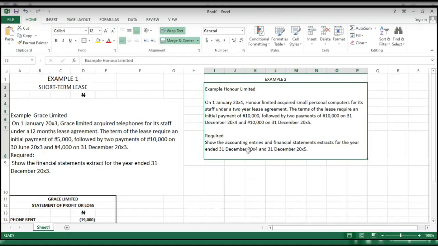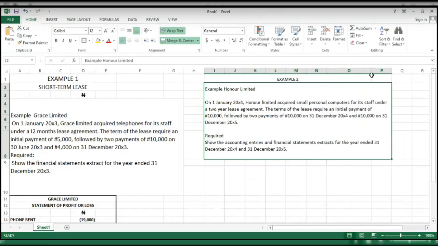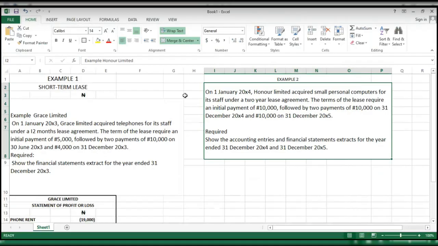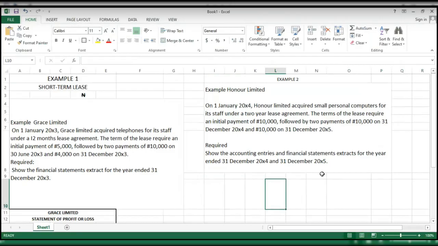Example 2. So he said, on January 1, Honor acquired small personal computers for its staff under a 2-year lease agreement. That was in 20X4. Let me zoom it a little, I want it to be put on your screen. That's the day the lease arrangement was made. The term of the lease required an initial payment of 10,000, made on 1st January 20X4, followed by payments of 10,000 on 31st December 20X4 and 10,000 on 31st December 20X5. So the total amount that should be paid under this lease is 30,000 naira, but it is going to be a 2-year arrangement.